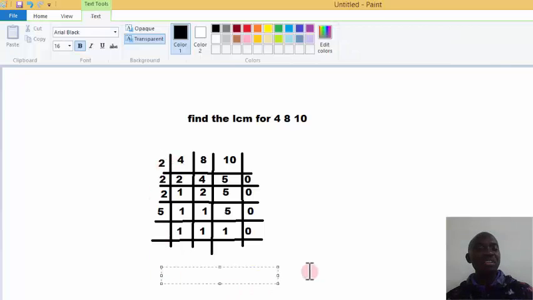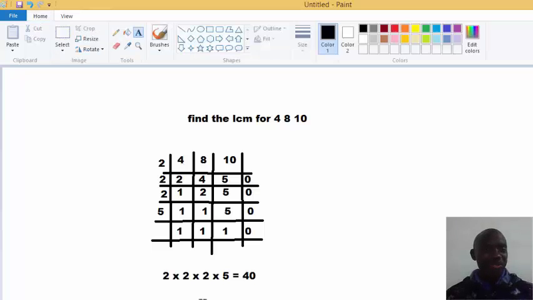It is 2 times 2 times 2 times 5, which is equal to, when you multiply 2 times 2 is 4, 4 times 2 is 8, 8 times 5 is 40. That is our answer. You remember? So this is the end. So you could get your marks, all of it. The method they use, they could give you the marks.